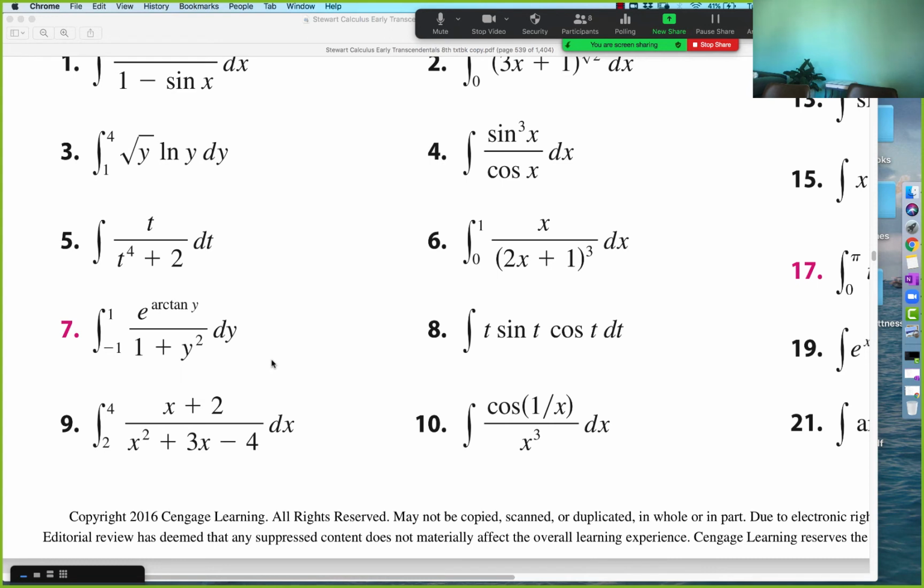Okay. Number 9 looks like we can just do partial fractions.